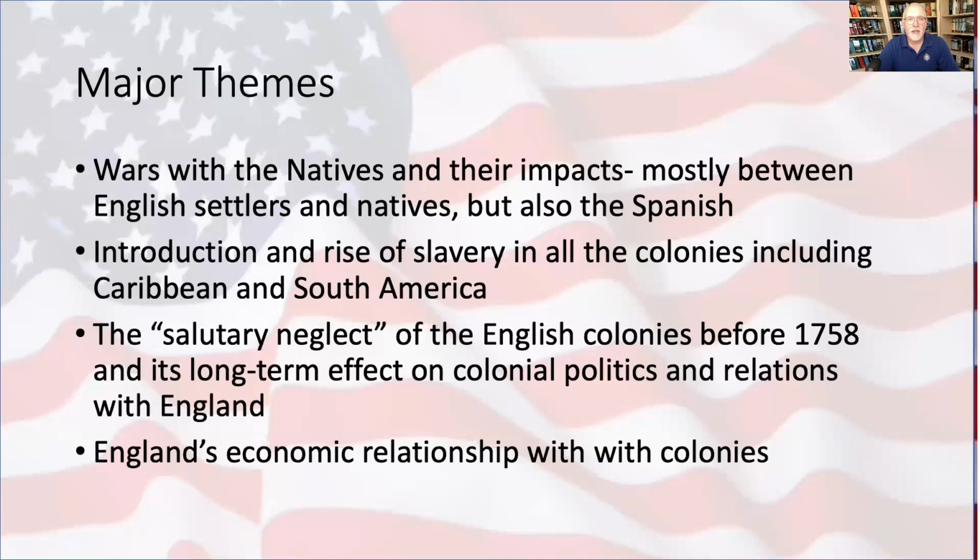Everybody was making money, everybody was happy. It was only occasionally interrupted by the Indian Wars. The French and Indian War was the exception to this. This was an extremely long, extremely expensive war.